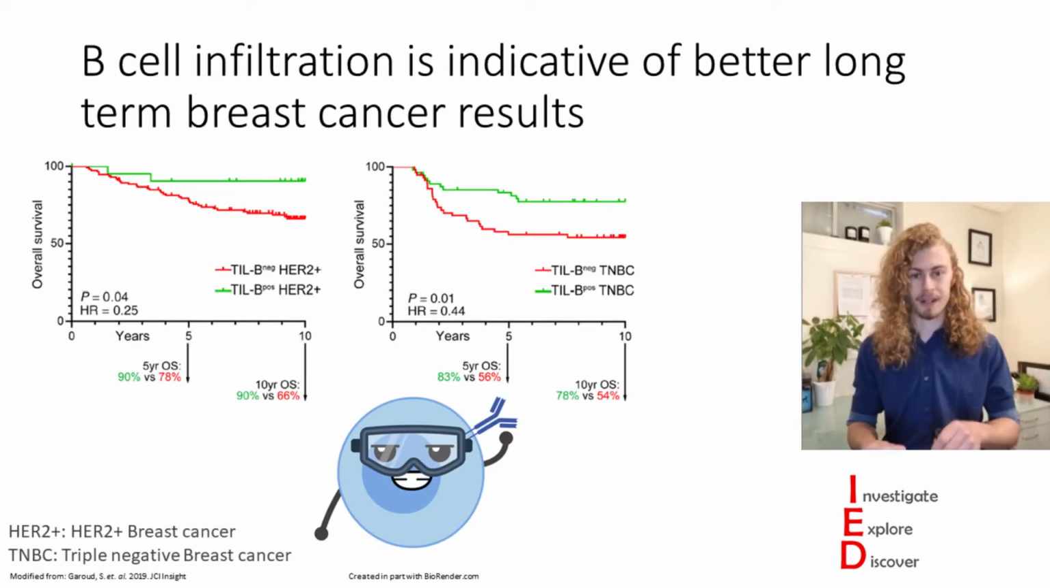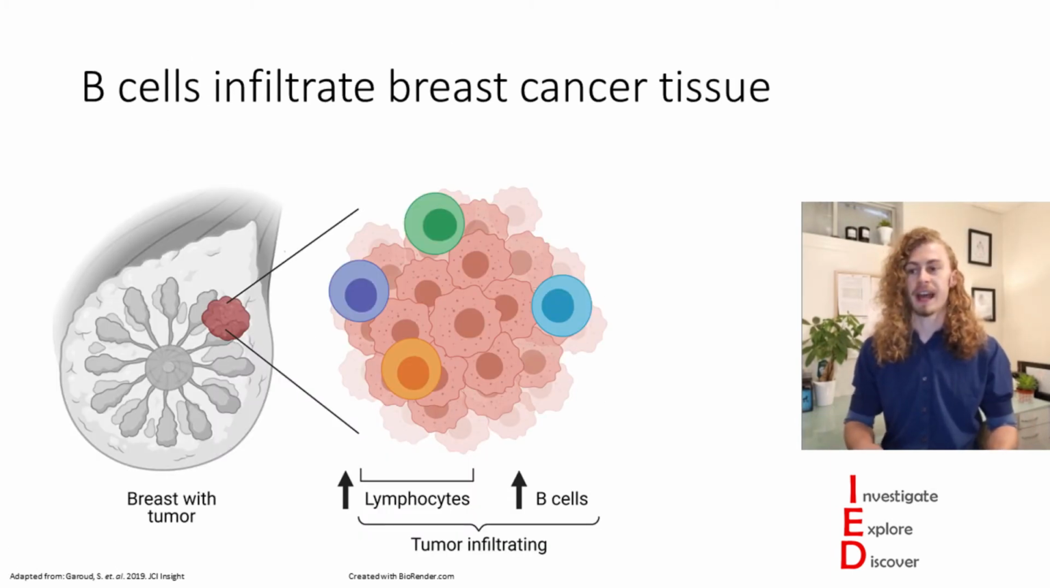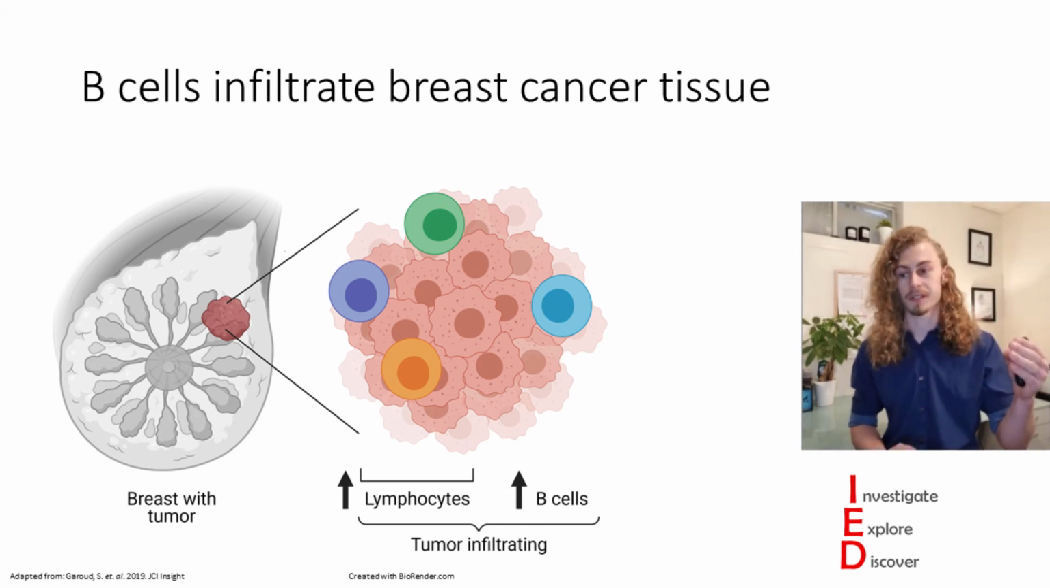In this paper, the authors found that B cell infiltration is indicative of better long-term breast cancer results. Comparing people who had B cells present in their tumors to people who did not, there was a 20% better survival rate for both HER2 and triple-negative breast cancers. The authors also looked at the immune cell populations in the breast cancer tissues and found that B cells can infiltrate these tumors. And as lymphocyte levels increase in the tumor, B cell levels also increase.